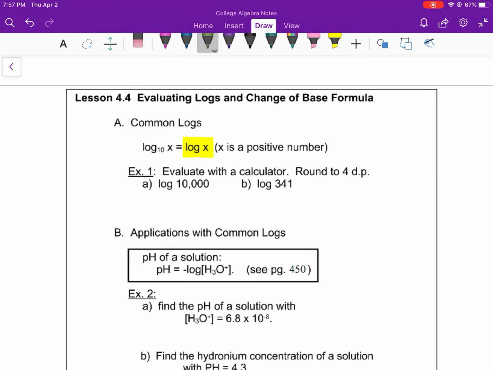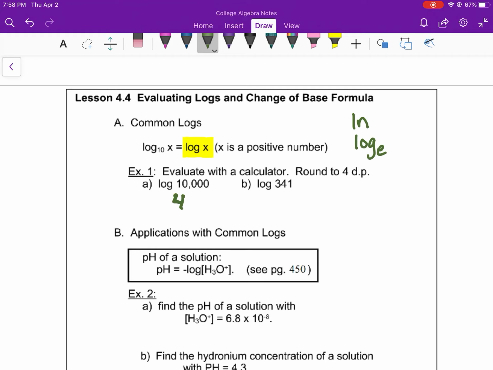Just like when you see the ln, that is log base e. So base 10 is called just a common log. And for all of these, you're going to just be putting them right into your calculator. We're going to round to 4 decimal places. Now, if you type in the log of 10,000, that's going to come out to be 4.